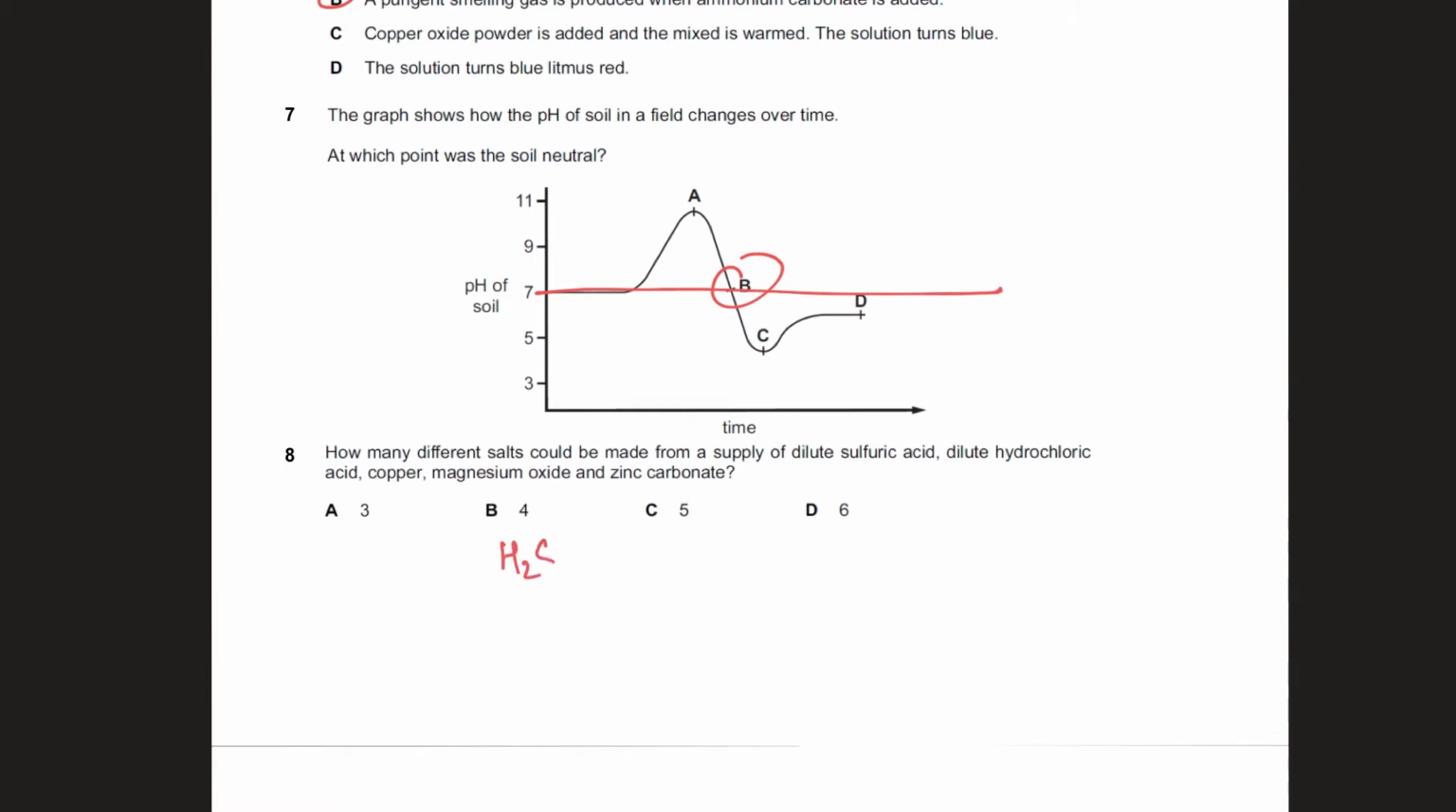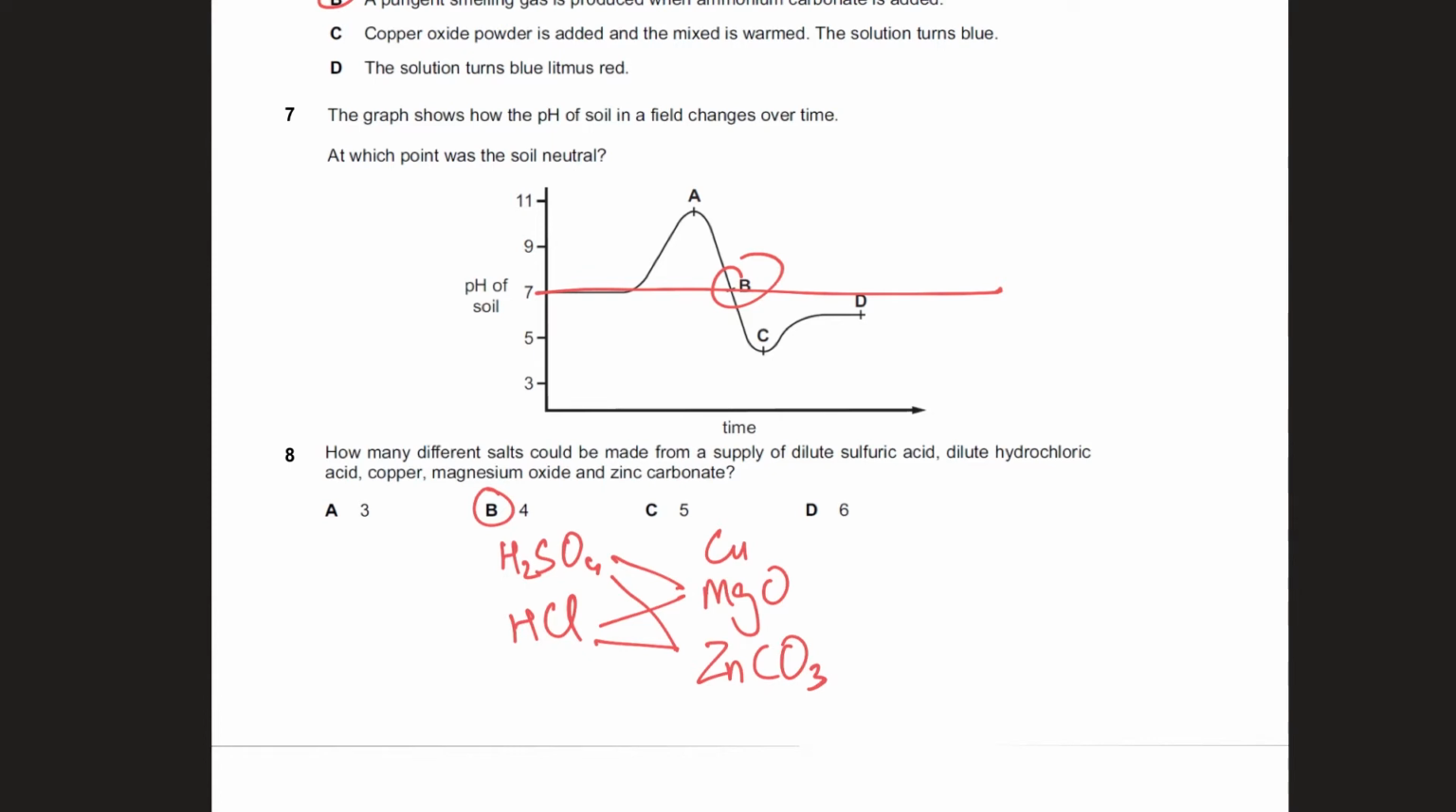So you have sulfuric acid, dilute hydrochloric acid, copper, magnesium oxide, and zinc carbonate. Now remember that copper is below hydrogen in the reactivity series, which shows that it will not react with dilute acids. So you can't react copper with either of the acids. But you can react both of them with magnesium oxide, and both of them with zinc carbonate. Which means you're going to get 4 different reactions, all of them producing salts. So your answer is going to be B, because you're getting 4 salts.